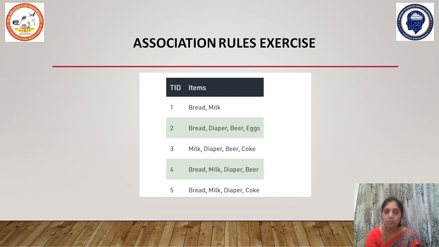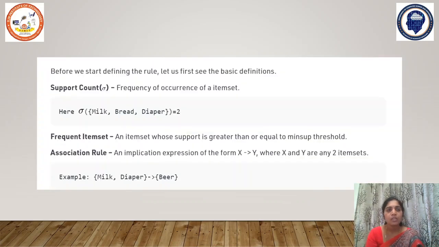Here we have the rule evaluation metrics. Support is the support count divided by the total number of transactions. Confidence is calculated as the support of X union Y divided by the support of X. So here you have the formulas for the calculations.